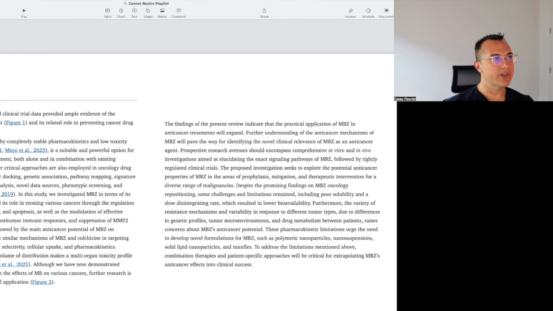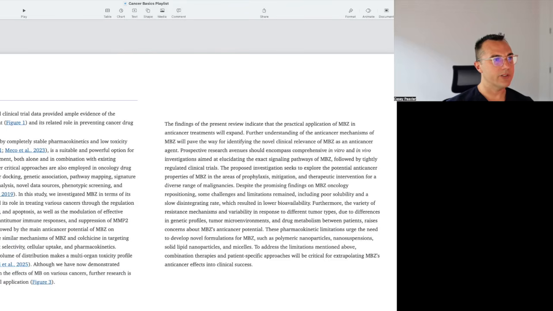The findings of the present review indicate that the practical application of mebendazole in anti-cancer treatments will expand. Further understandings of anti-cancer mechanisms of mebendazole will pave the way for identifying the novel clinical relevance of mebendazole as an anti-cancer agent. Prospective research avenues should encompass comprehensive in vitro and in vivo investigations aimed at eliciting the exact signaling pathways of mebendazole, followed by tightly regulated clinical trials. The proposed investigation seeks to explore the potential anti-cancer properties of mebendazole in the areas of prophylaxis, mitigation, and therapeutic intervention for the diverse range of malignancies.